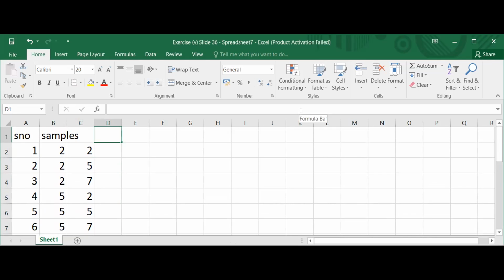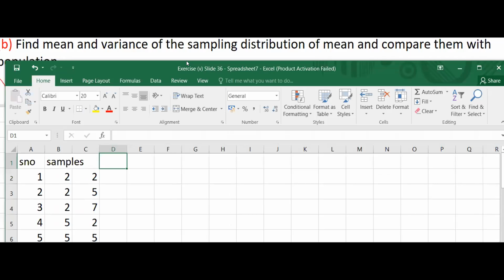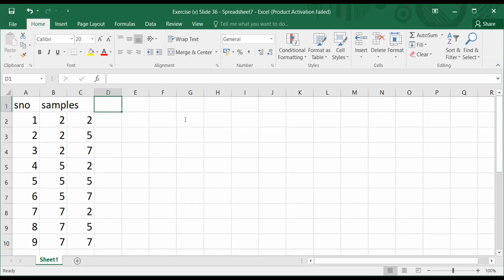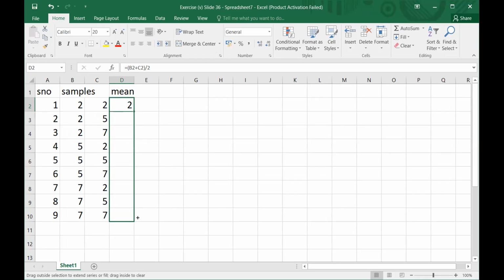Now we have to calculate the mean of each sample and construct the sampling distribution of mean. The mean of these samples can be computed here. I'm writing the column sample mean. And the formula of mean is what? Either I can use the average function, or I can write my own formula, that is equal to this plus this divided by 2, as the sample size is 2. And then I will use this formula to calculate the rest of the samples.